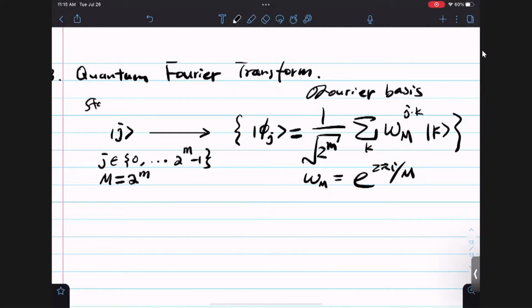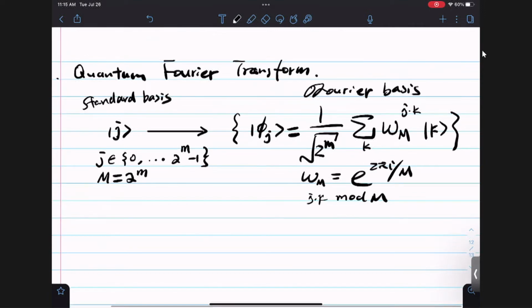I'm sorry, here by j dot k, do you mean something different than what you said before? It's no longer the XOR? Oh, exactly, I'll clarify in a moment. Here, j times k is multiplication mod M. You treat j and k as integers, multiply them, and then take the result modulo M. Yeah, very good question.